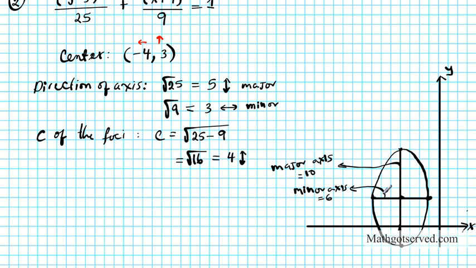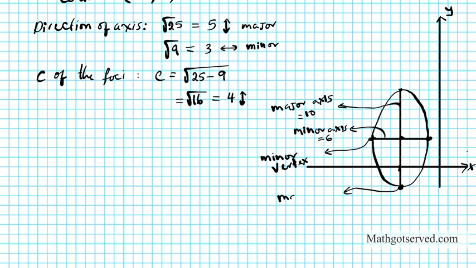Okay. All right. Now this point right here, this is one of your vertices. This is a minor vertex. It's a minor vertex because it lies on the minor axis. This one lies on the major axis, so it's going to be a major vertex. And then on the top, there also lies your major vertex, because it lies on the major axis. This point right here is going to be the other minor vertex.